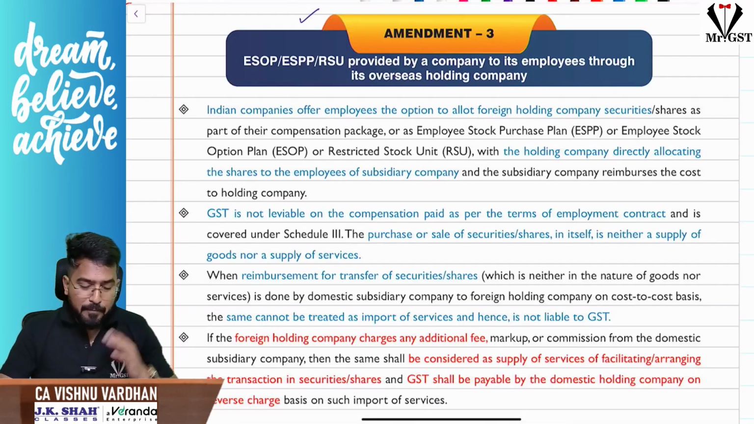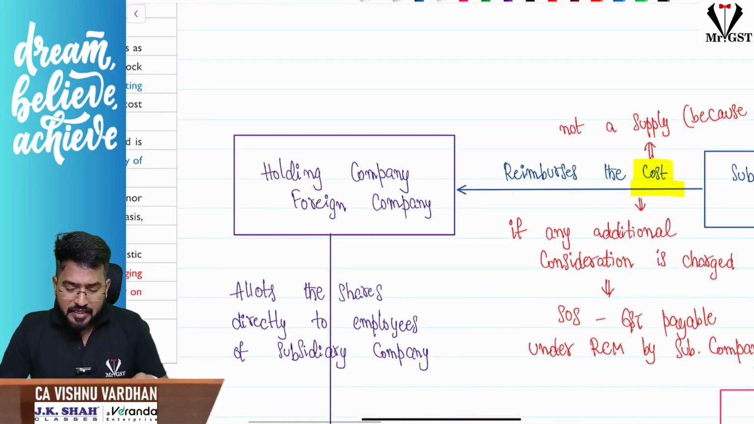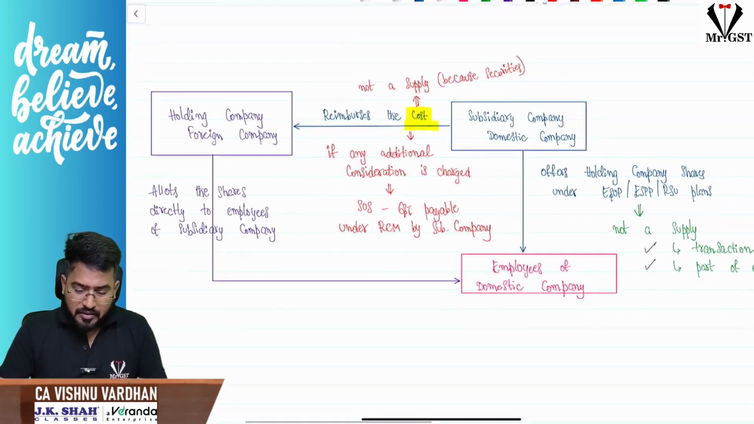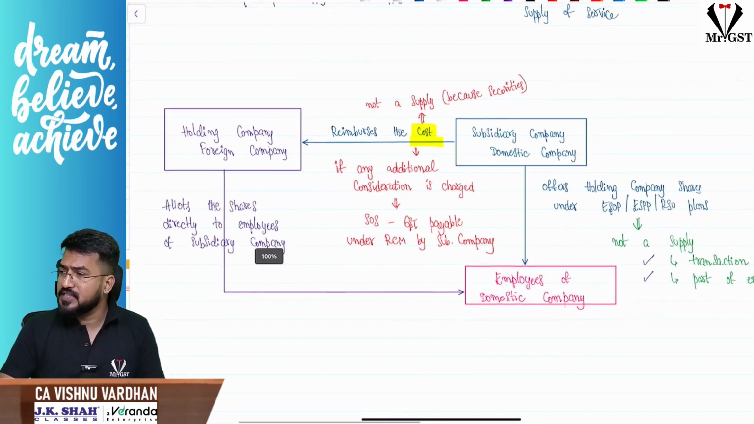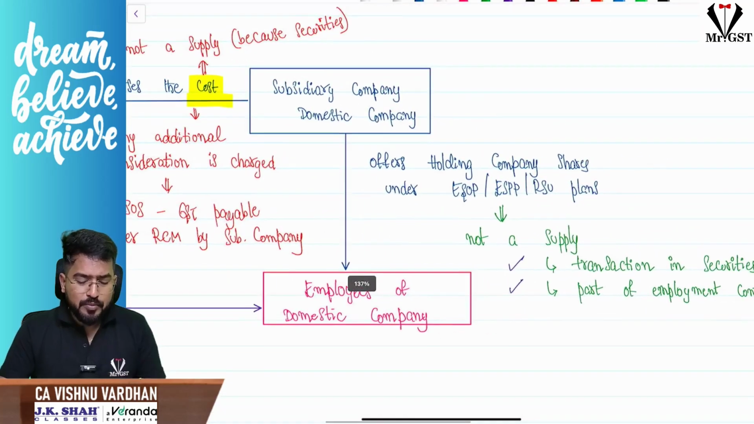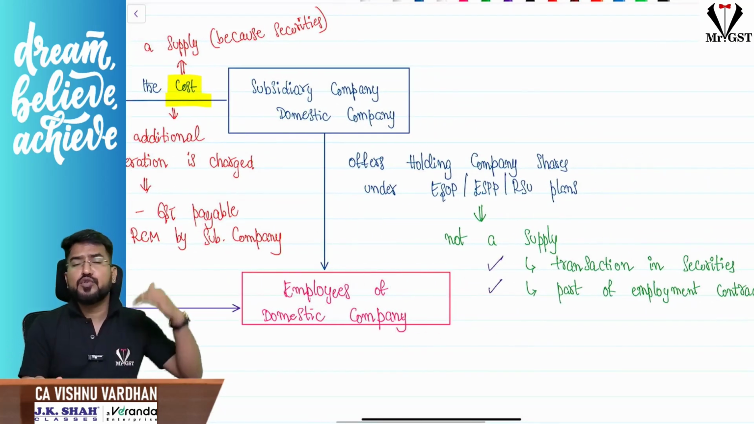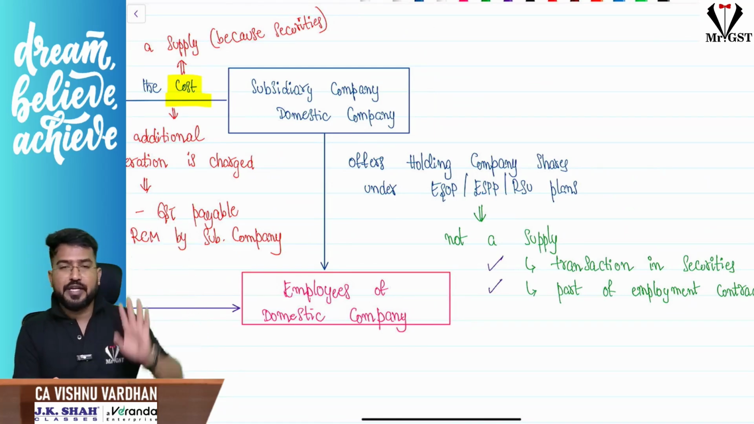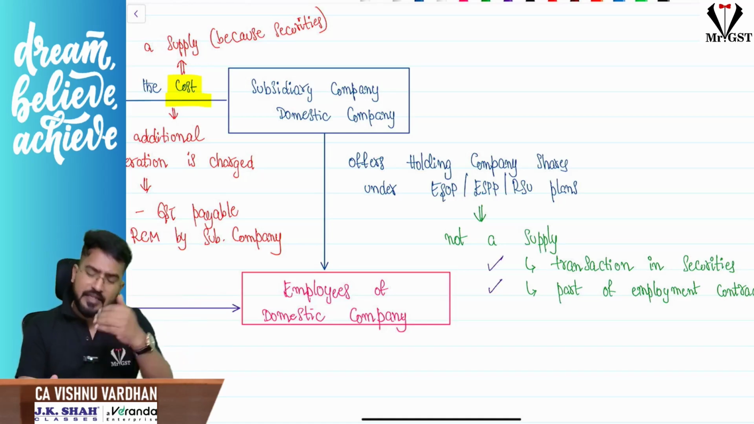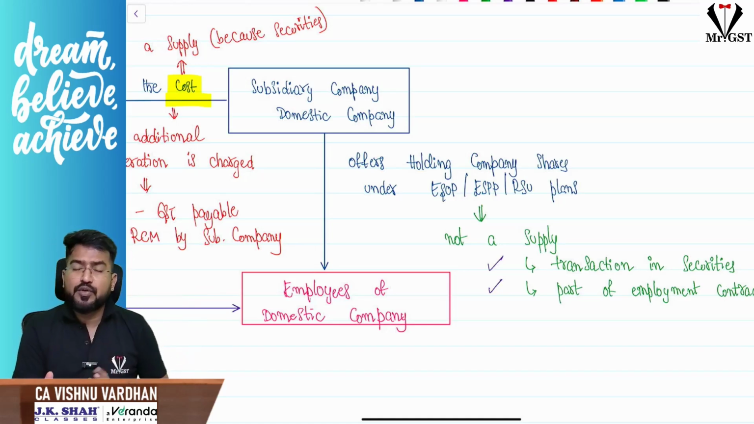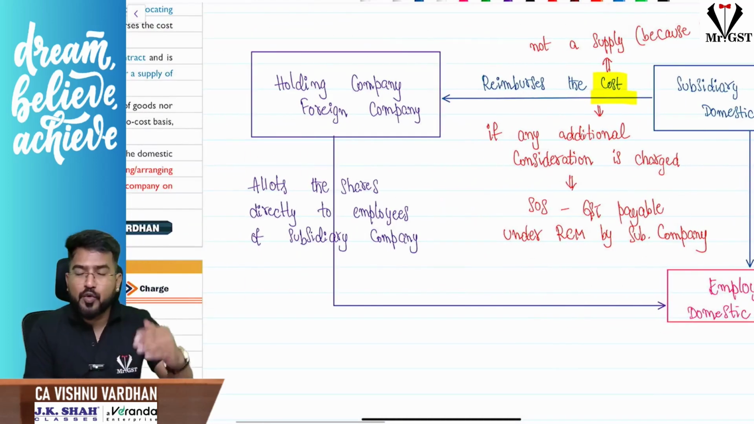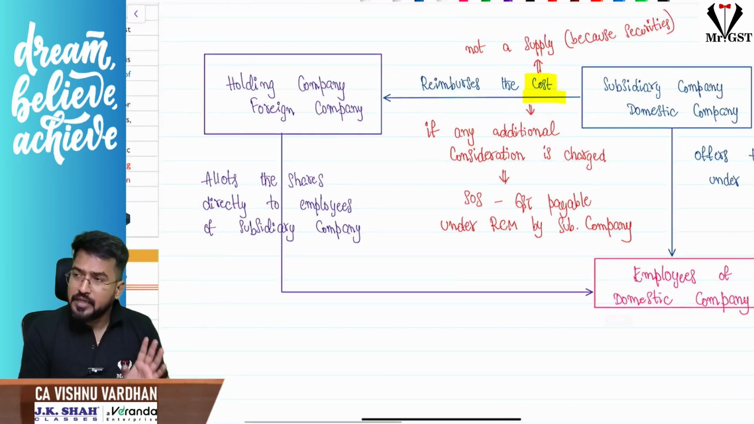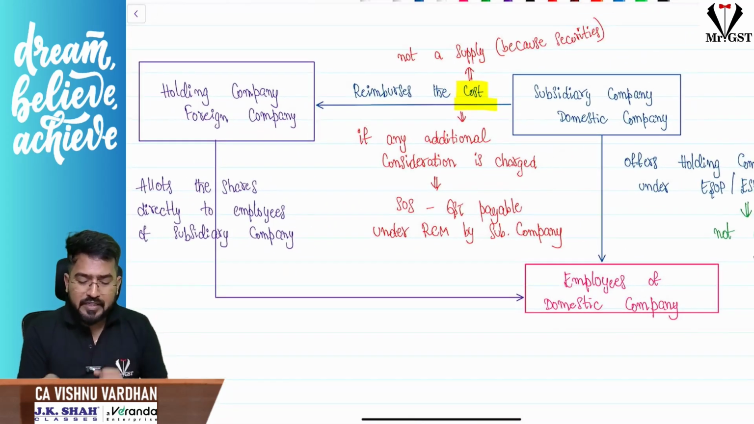Next one regarding the employee stock option plan. See, understand here, I will explain this with a flowchart. Generally, sir, the domestic company in India, which is a subsidiary company whose holding company is abroad, is offering its employees the shares of the holding company, that is the foreign company. They are offering it as an ESOP, employee stock option plan. For that, shares are directly allocated by the holding company, that is the foreign company, to the employees of the subsidiary company. Now, sir, what is the tax treatment?